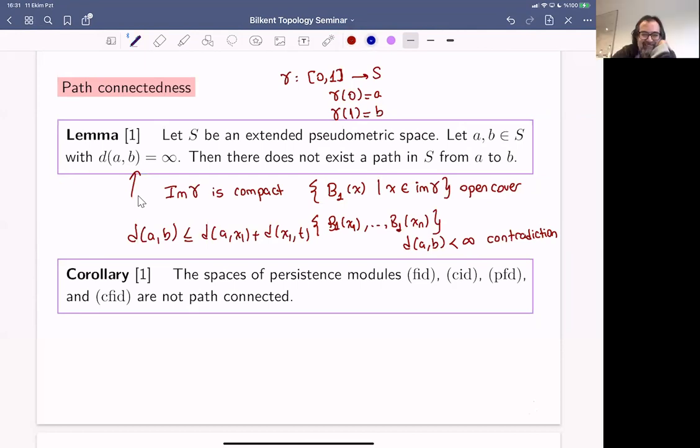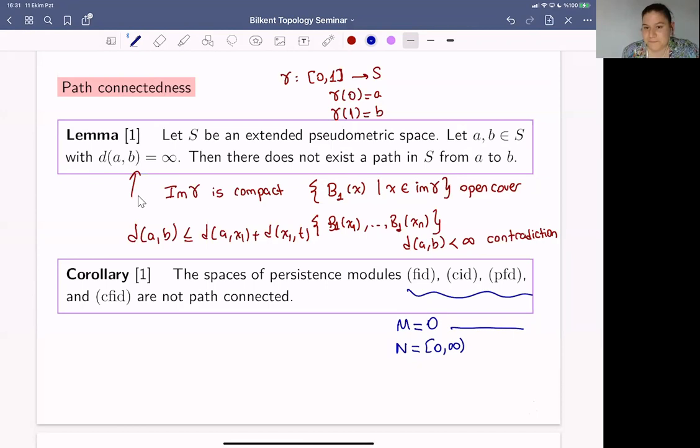So maybe for the first three of them, the spaces of persistence modules FID, CID, or PFD are not path connected. So I can find two elements. The first persistence module is the zero persistence module, of course, so everything is zero. And the second one, I can have the interval module, zero infinity. So these two persistence modules are contained in FID, in CID, and in PFD.